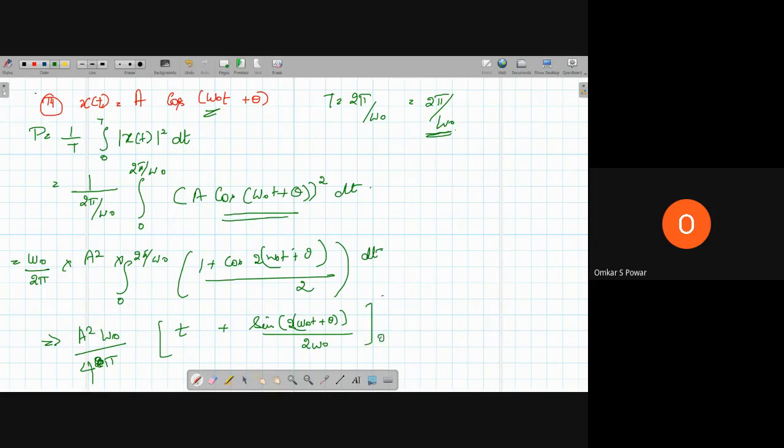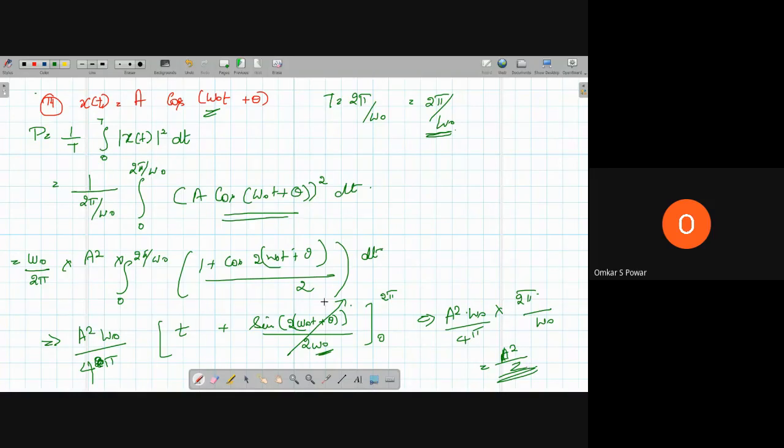So this varies from 0 to 2 pi. So when it varies from 0 to 2 pi, this term will be equal to 0. So the answer is A square omega naught by 4 pi into 2 pi, divided by omega naught, because this omega naught we should not leave, sorry, is equal to A square by 2. Okay.